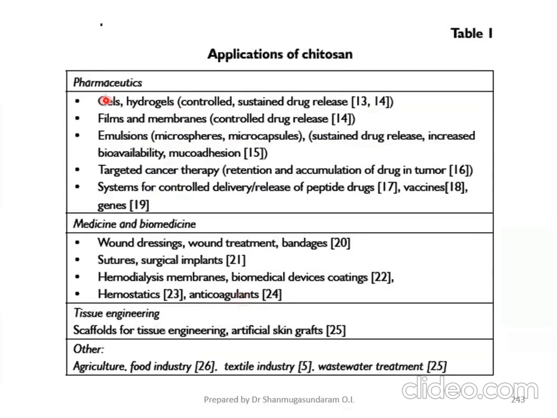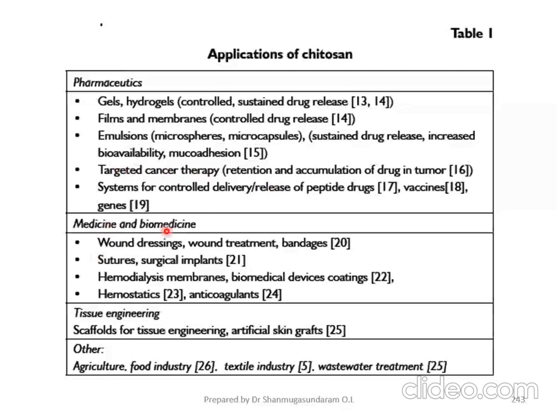Chitosan polymer can be used in the form of a gel, or you can place it in a hydrogel. It is used for drug releasing characteristics. Then films and membranes, again used for drug releasing characteristics. Then you can use it as an emulsion. Then it can be used for targeted cancer therapy. So please look at this slide. This chitosan polymer is used in targeted cancer therapy.